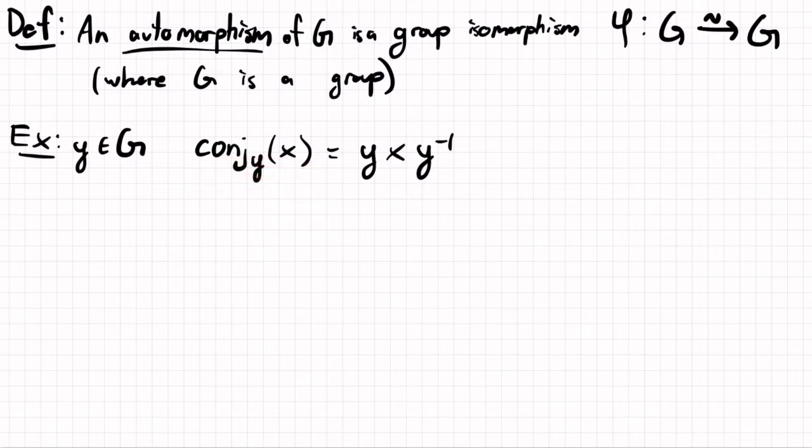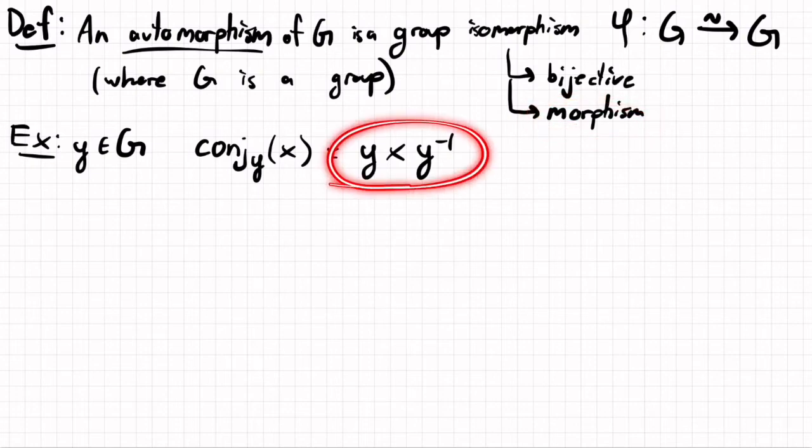So remember, a group isomorphism is something that's a bijective map. So it's got to be bijective, and it means it's a group morphism. So it's got to be bijective and it's got to be a morphism or homomorphism, same difference. And we showed that it's a morphism.